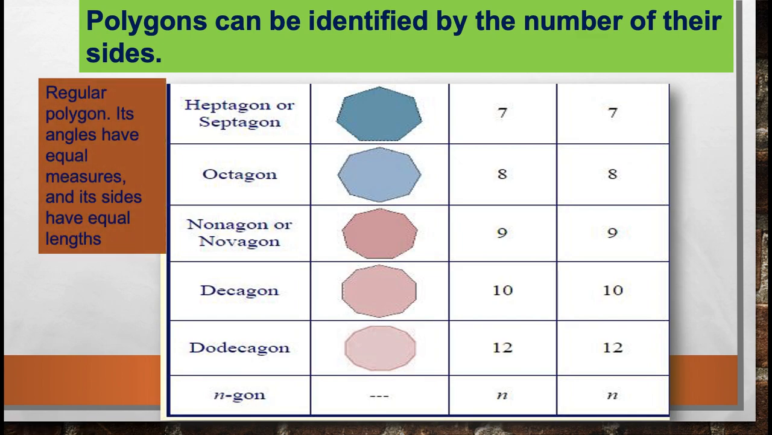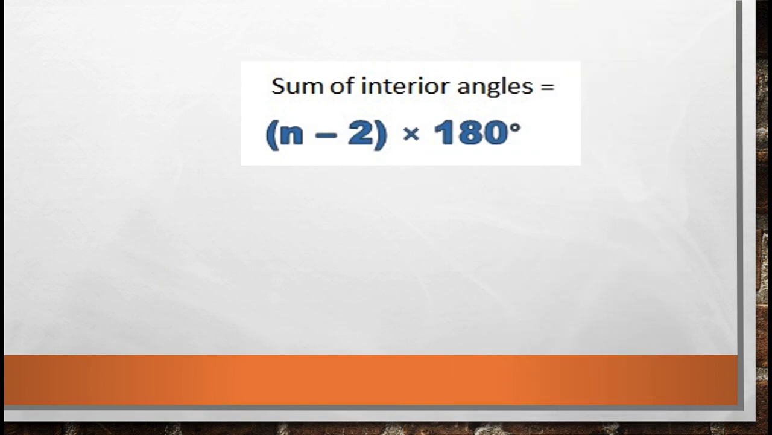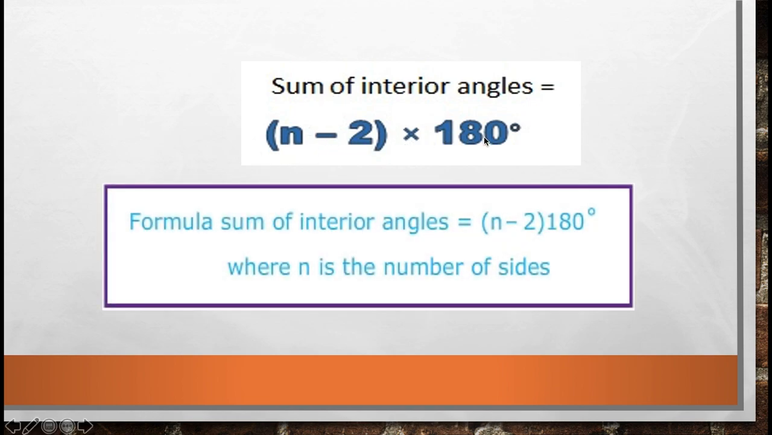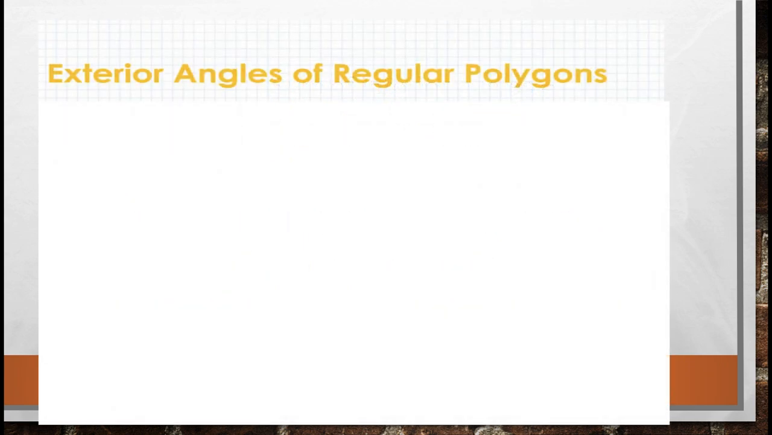Now students, in this topic you are going to learn about the sum of interior angles of a polygon. This is the formula: (n minus 2) times 180 degrees, where n represents the number of sides. So to find the sum of interior angles of a polygon, you have to use this formula: (n minus 2) the whole into 180 degrees.